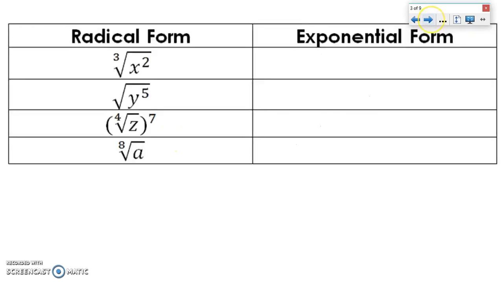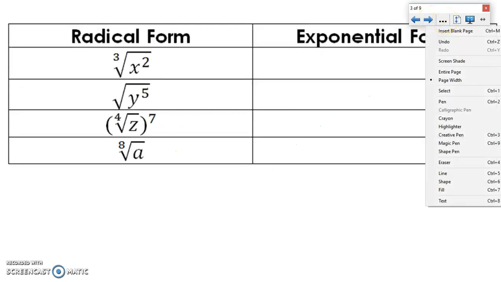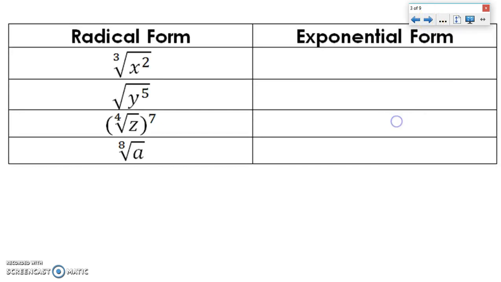So we're going to practice with this. If I'm dealing with these 4 examples, I'm going to take the radical form of those 4 examples and translate them into exponential form. So if you look at x to the power of 2 inside of a cube root, or an index of 3, x is going to remain the base, and the exponent now is going to be 2 over 3.